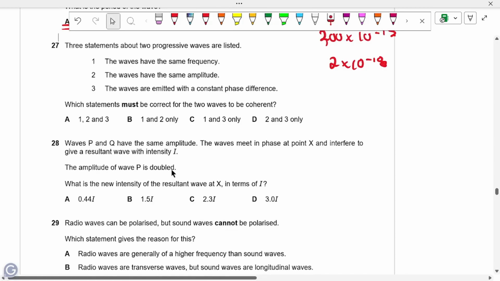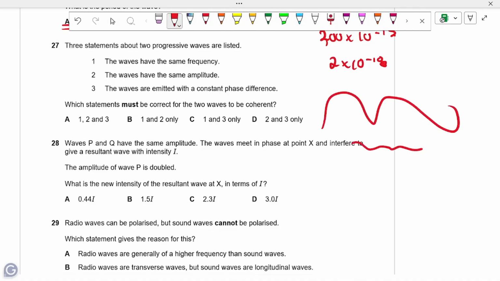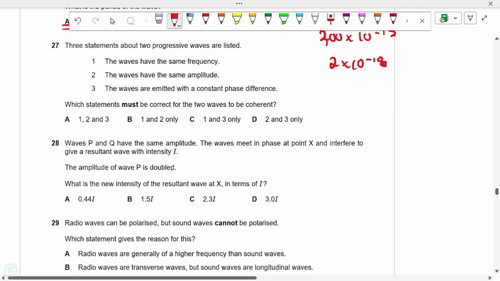Frequency, number 1. The frequency must be the same, right? You can't have a wave that's going like this, then you have another wave that's going like that, but they have different frequencies. There's no way that they're going to be coherent, right? So frequency is a given. Amplitude really doesn't matter. We don't really care about amplitude. They can have different amplitudes because now constructive or destructive interference can come into play, but they don't really have to have the same amplitude.